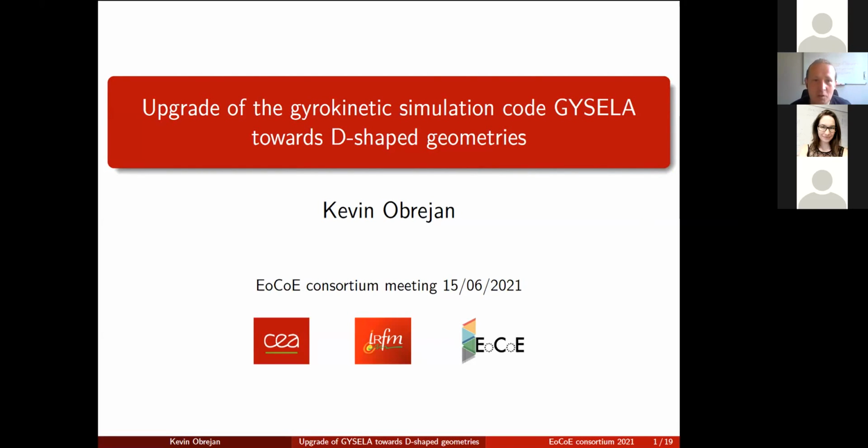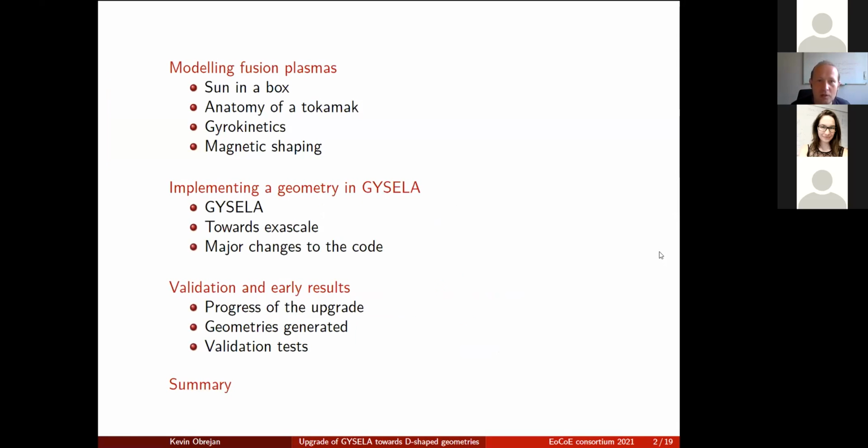Good morning, everyone. So I'll be talking about the upgrade of our gyrokinetic simulation code called GYSELA towards D-shaped geometries. The meaning of D-shape will be explained very early if it's not clear for everyone. So I'll start with the general modeling of fusion plasma. What is fusion? How do we model this?